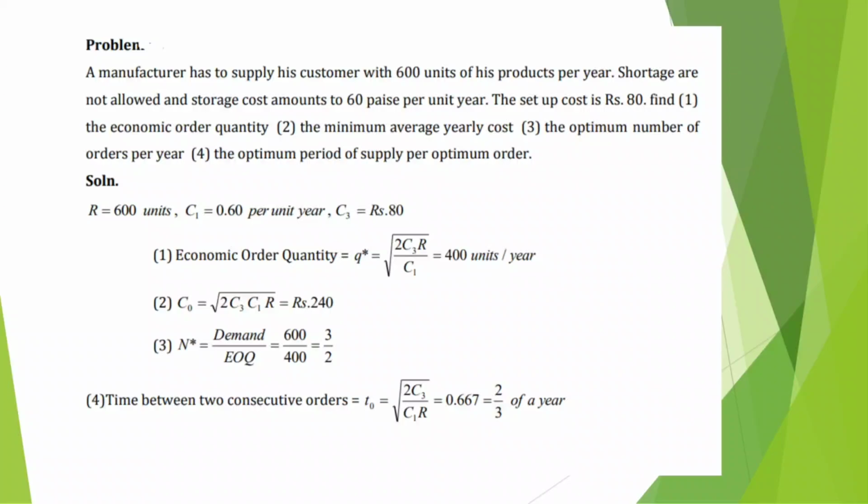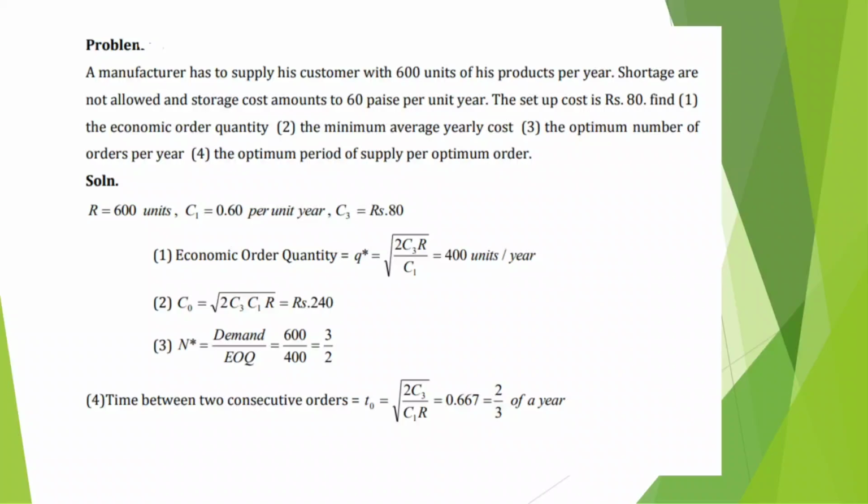And we have to find the optimum number of orders per year, that is N value. And the optimum period of supply per optimum order, that is we have to find the time, that is T0 value. So given values are R equal to 600, C1 value is 0.60, C3 value is 80. So EOQ formula is Q star equal to root of 2 C3R divided by C1. By substituting the values we have EOQ value is 400 units per year.